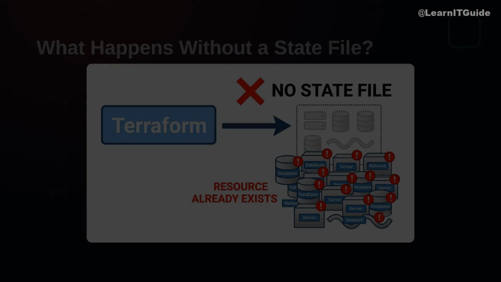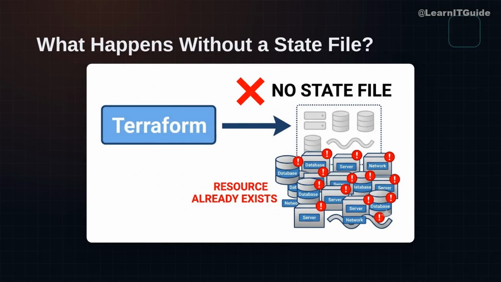So what happens if you try to manage infrastructure without a state file? It is a disaster. Terraform is declarative, meaning you describe the desired end state. But to know what changes are needed, it must know the current state. Without this record, every run is a blind attempt to create everything from scratch. You end up with duplicate databases, overlapping network ranges, and a production environment that is impossible to clean up.